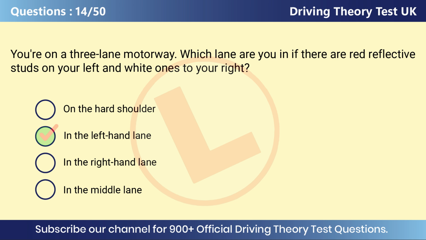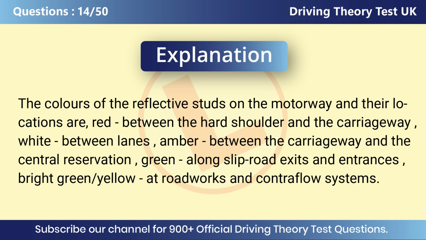B. In the left-hand lane. The colors of the reflective studs on the motorway and their locations are: red, between the hard shoulder and the carriageway; white, between lanes; amber, between the carriageway and the central reservation; green, along slip road exits and entrances; bright green/yellow, at roadworks and contraflow systems.